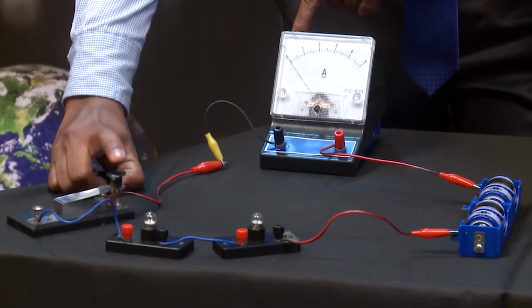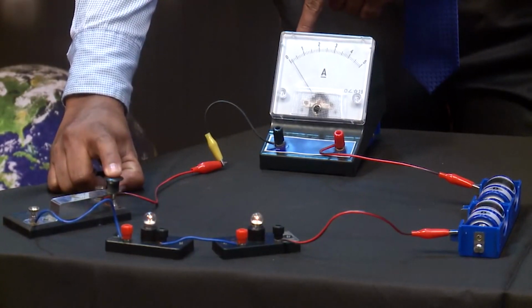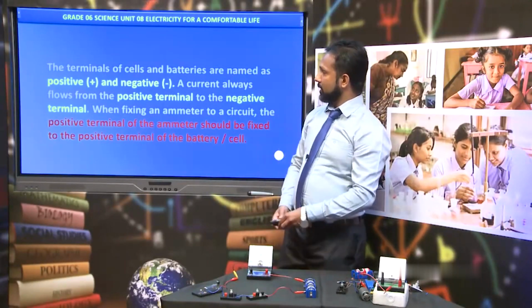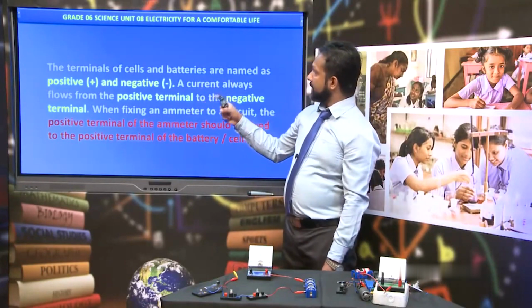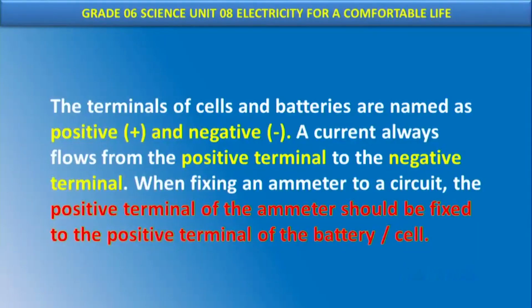Can you watch? When supplying the current, a deflection of the indicator takes place. That is how we connect an ammeter to a circuit. The terminals of cells and batteries are named as positive and negative. Current always flows from the positive terminal to the negative terminal. When fixing an ammeter to a circuit, the positive terminal of the ammeter should be fixed to the positive terminal of the battery or cell.